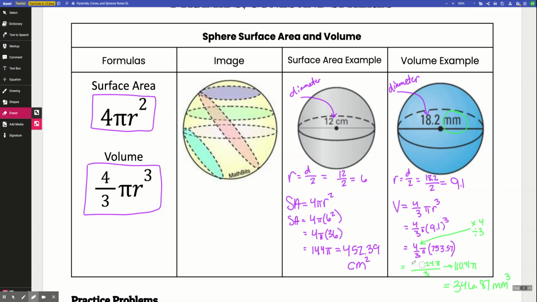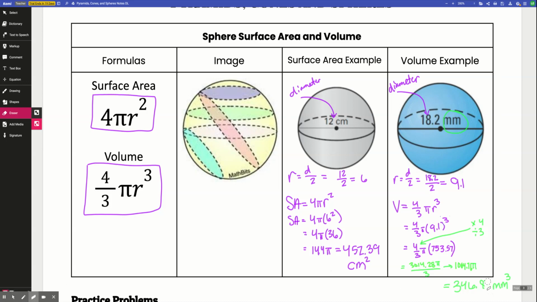Okay, so I'm going to take that number, multiply it by 4. So that number times 4 is 3014.28. I'm going to divide that by 3. Okay, and I get 1004.76 times pi. There we go. That number makes a little bit more sense.